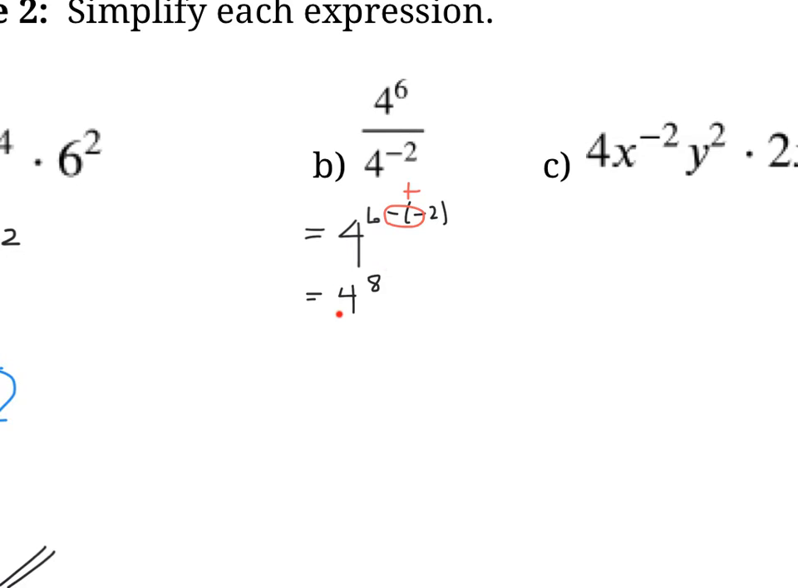So do we need to change this? No, we don't have any negative exponents, so we are done. It's not like the last example where we were left with a negative. This one's a positive, so we're done. So let's try an even harder example now.